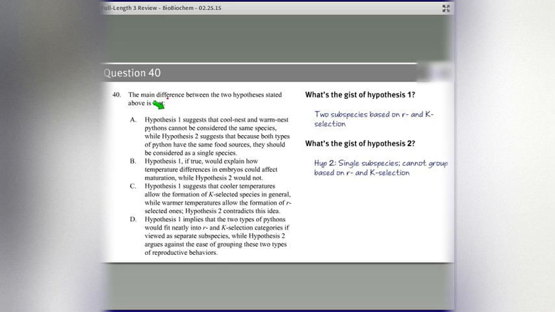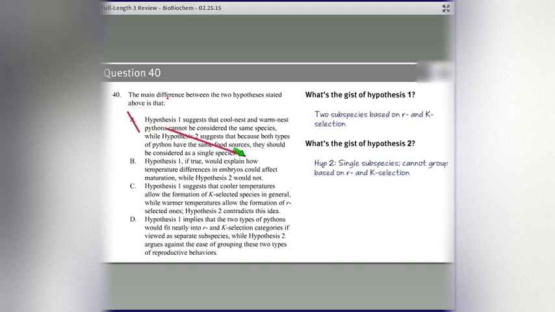Hypothesis 1 suggests that cool nest and warm nest pythons cannot be considered the same species. Okay, so we're okay with that so far. Hypothesis 1 wants to put them in different subspecies, while hypothesis 2 suggests that because both types of python have the same food sources. Okay, this is where we started to go left, because hypothesis 2 isn't focusing on them having the same food sources. Hypothesis 2 is focusing on them doing slightly different things based upon different things in their environment. So we like the first part, but we don't like the second part. Okay, let's take a look at B.